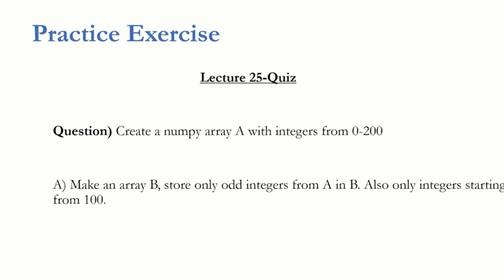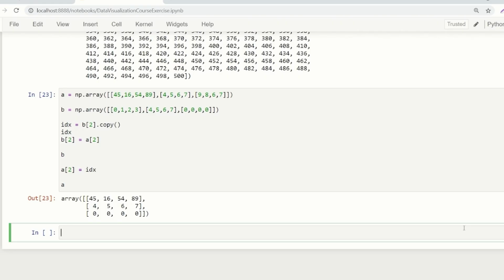Okay, so we had this task. Did you guys try it? Okay, so it's very easy. Create a NumPy array A with integers from 0 to 200, and then we have to make another array B and store only the odd integers from A starting from 100. So let's code this. We have A, and A should contain 0 to 200 integers.